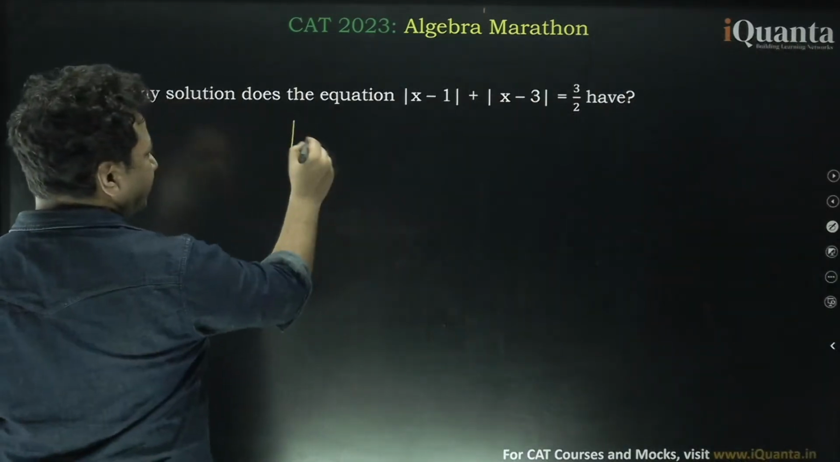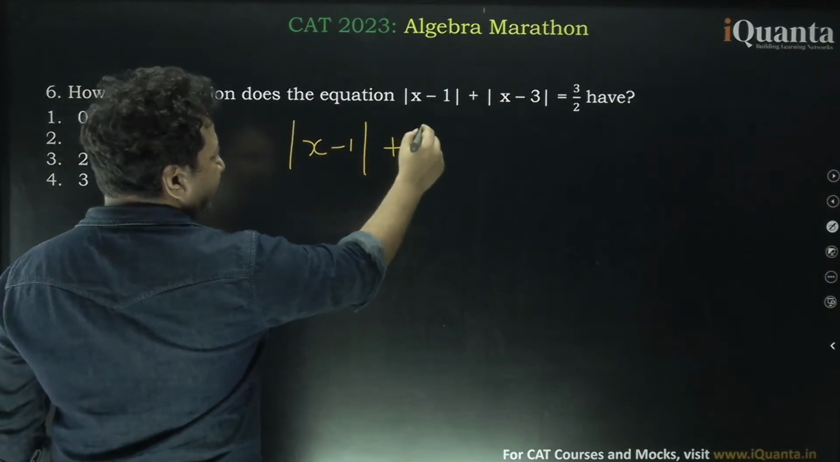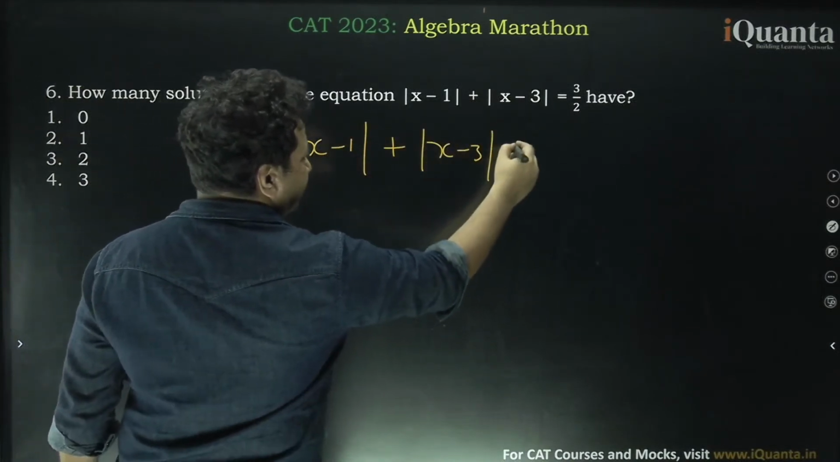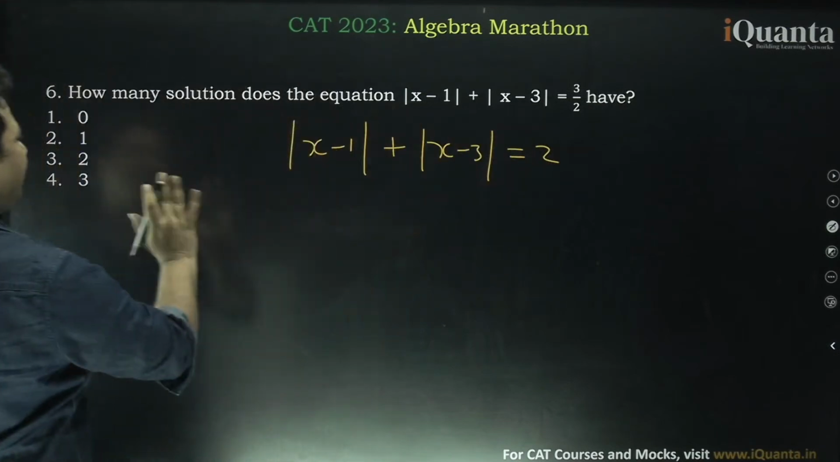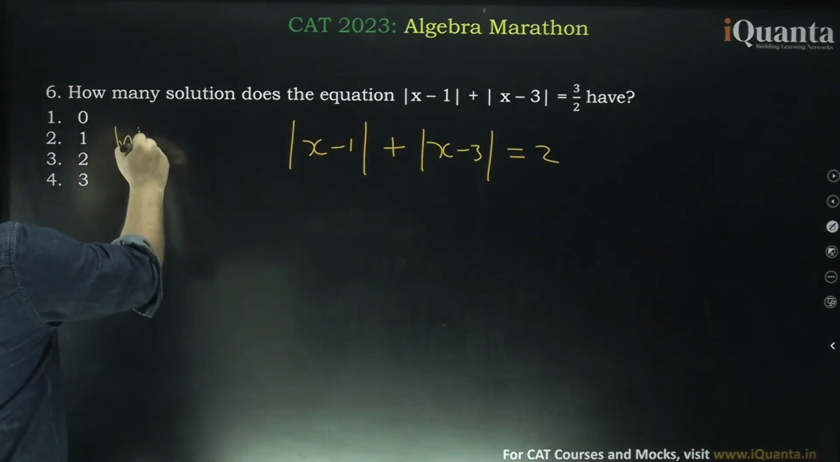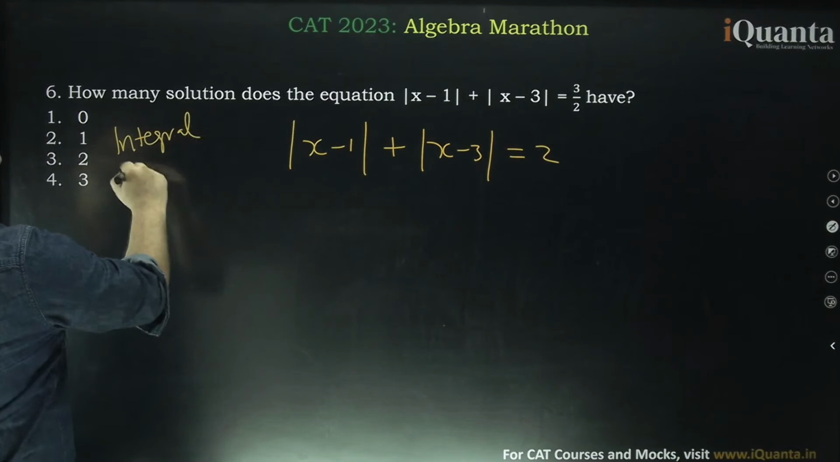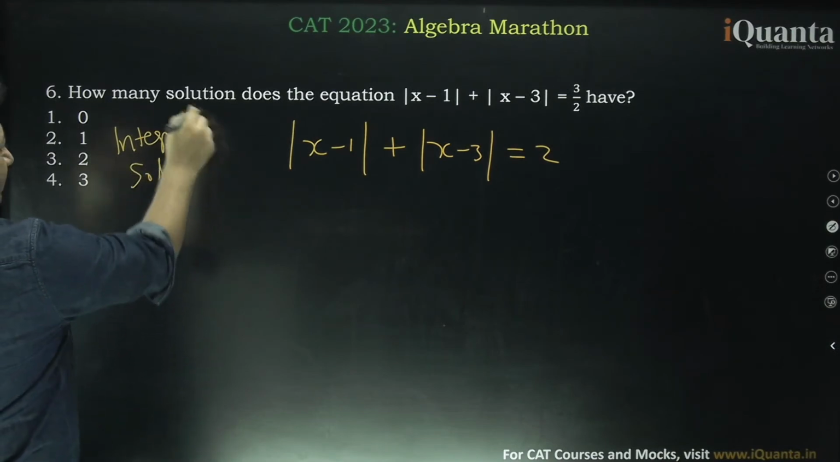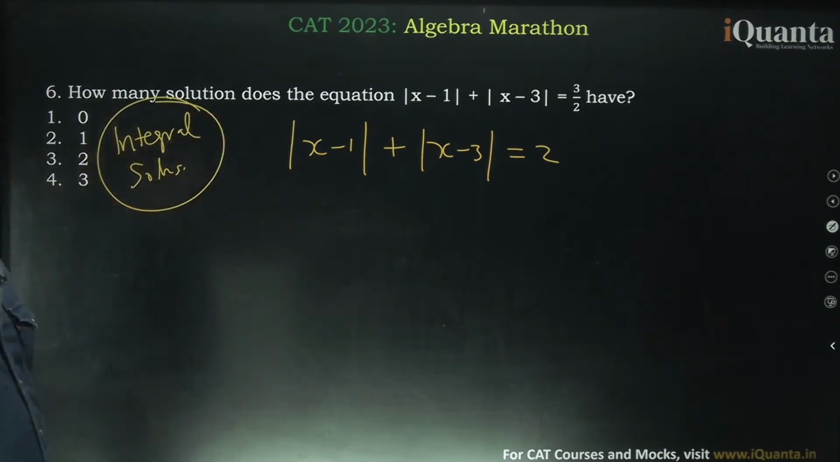What if I put mod x minus 1 plus mod x minus 3 is equal to 2 and I'm asking how many integral solutions are there? Integral solutions. What will be the answer in this case?